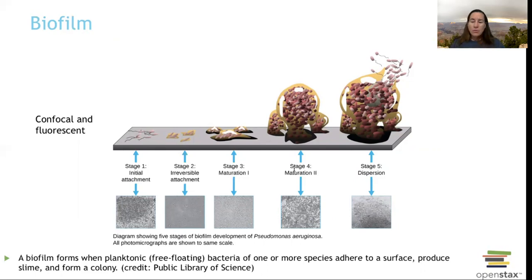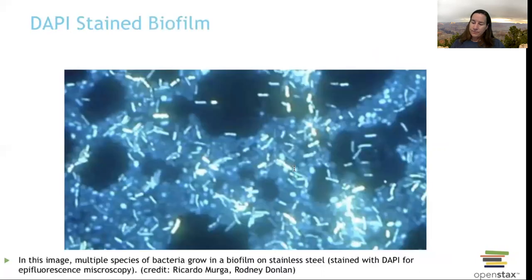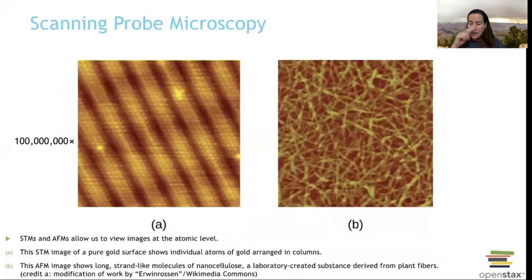How do you look at one of these? To look at these structures, confocal and fluorescence would be great microscopes to use to look at a biofilm. Here it is with a DAPI stained biofilm and what it looks like using this on stainless steel. And then our last guy is the scanning probe microscope.